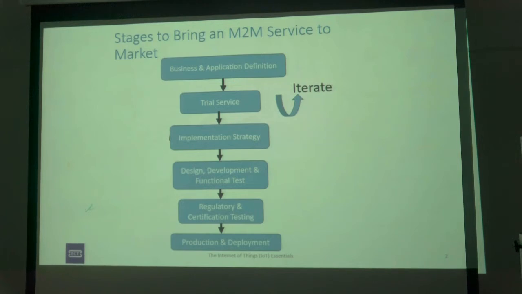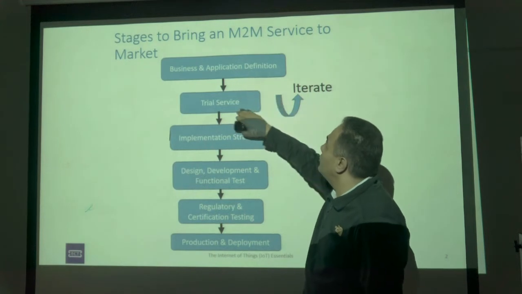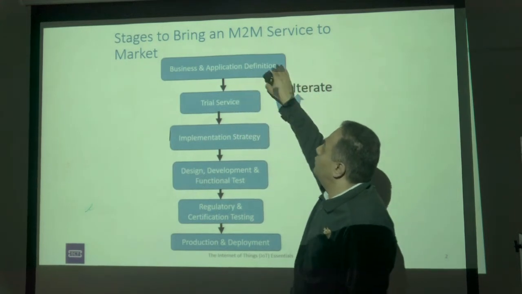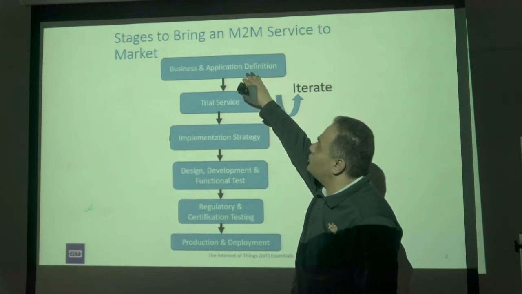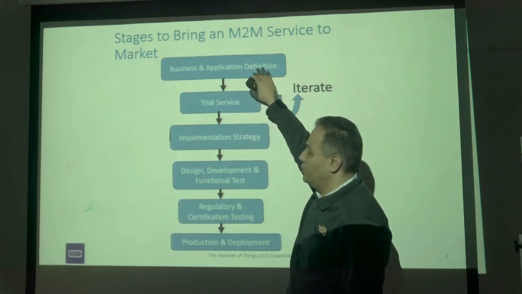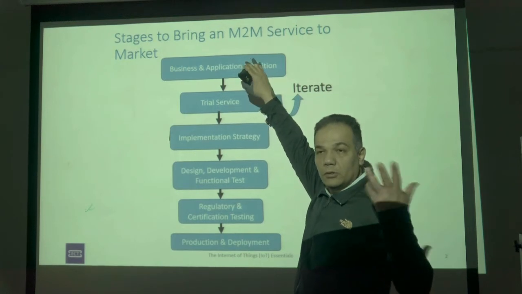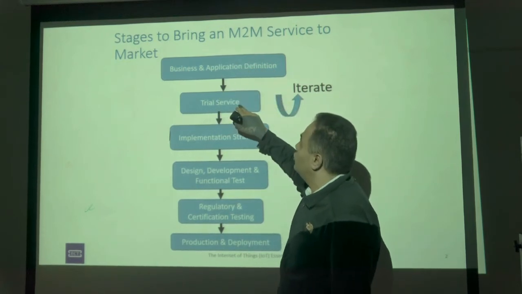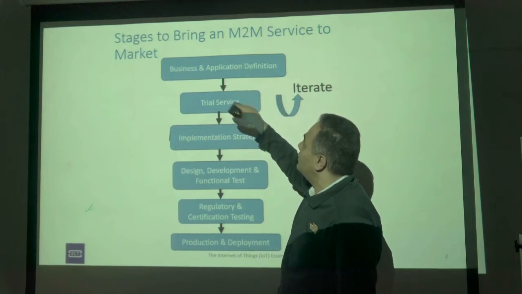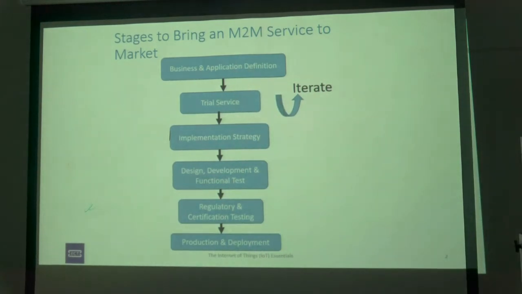And then after that, you're going to study it with a trial service, and you iterate. You do the trial service for a certain model of the business and application definition. If it does not work and does not give you a good feeling, you go back and check the trial service. You keep going until you settle on something that is viable. So you have to spend some time on that.